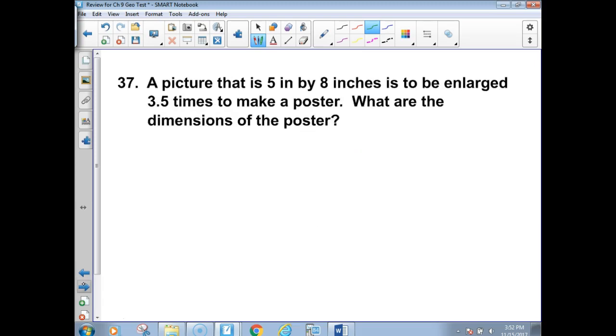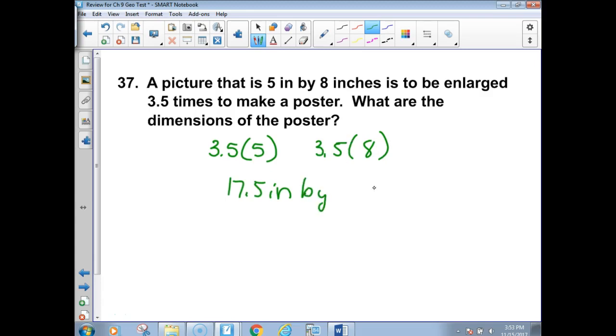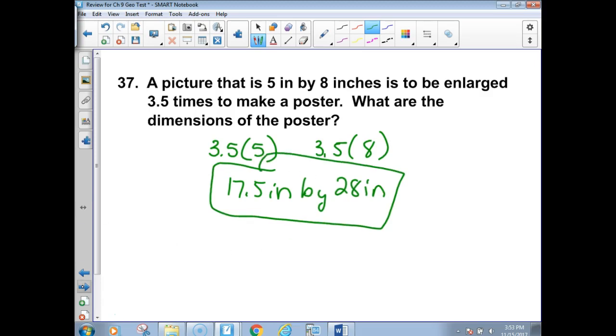Okay. 37, a picture is 5 inches by 8 inches. It's going to be enlarged 3.5 times to make a poster. What are the dimensions of the poster? So all you have to do is take your dimensions and multiply them by 3.5. So do 3.5 times 5 and 3.5 times 8. That's 17.5 inches. And 8 times that would be 24 plus 4, which is 28 inches. So it'll be 17.5 inches by 28 inches. That's the answer.